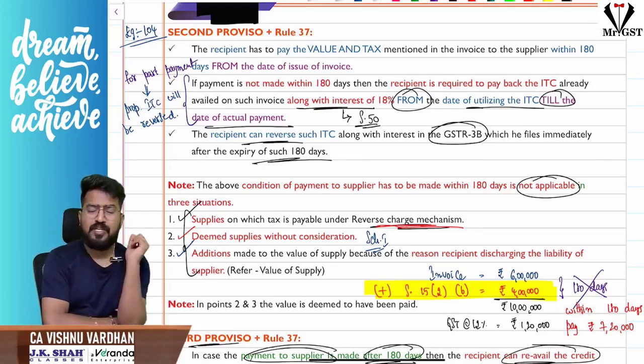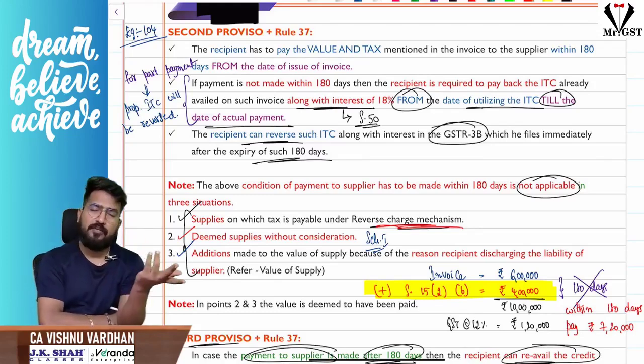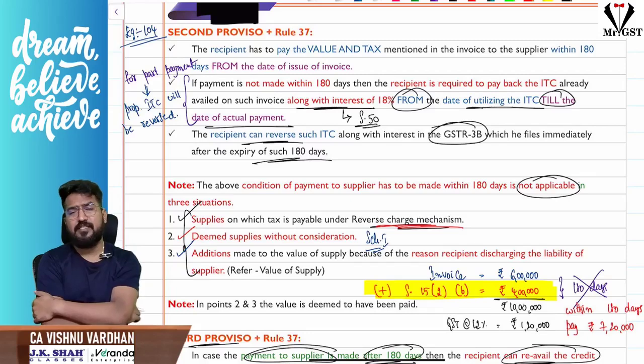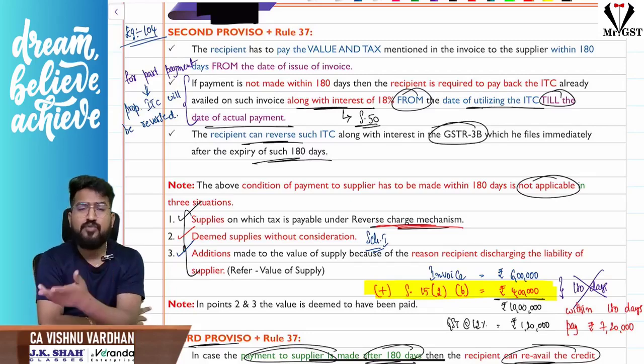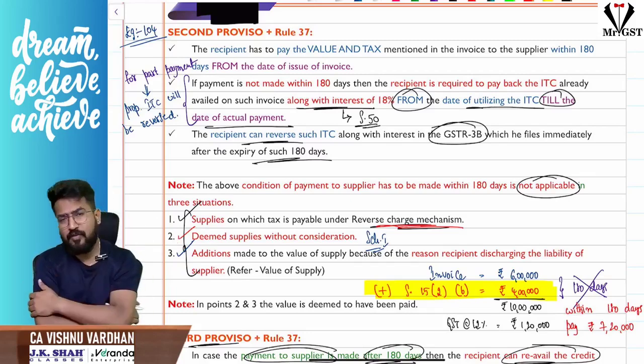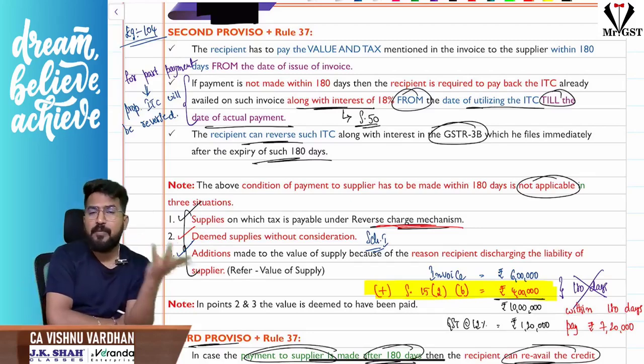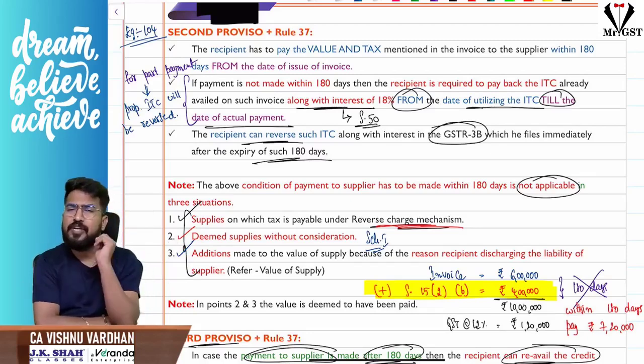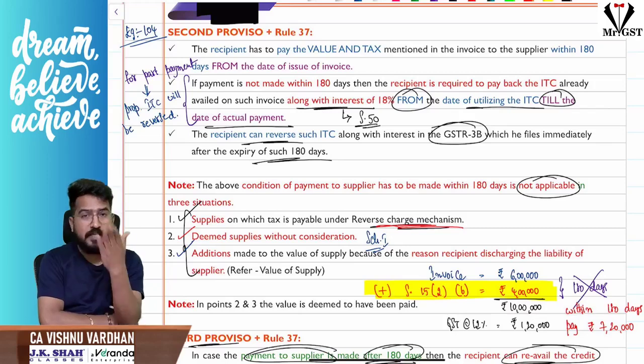For that I will show you one example also. And tomorrow in future, if you make payment later on, maybe after 180 days you have reversed the ITC, after 200 days, 230 days, 360 days, 440 days, whatever it is, you have made payment to the supplier, can you re-avail the ITC now? Yes, you can re-avail the ITC.